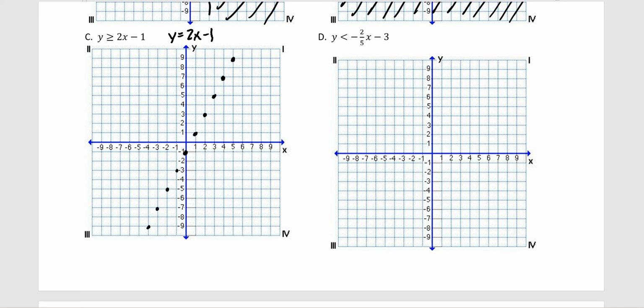Beautiful. Solid or dashed line? Well, since this is greater than or equal to, I would have a solid line.